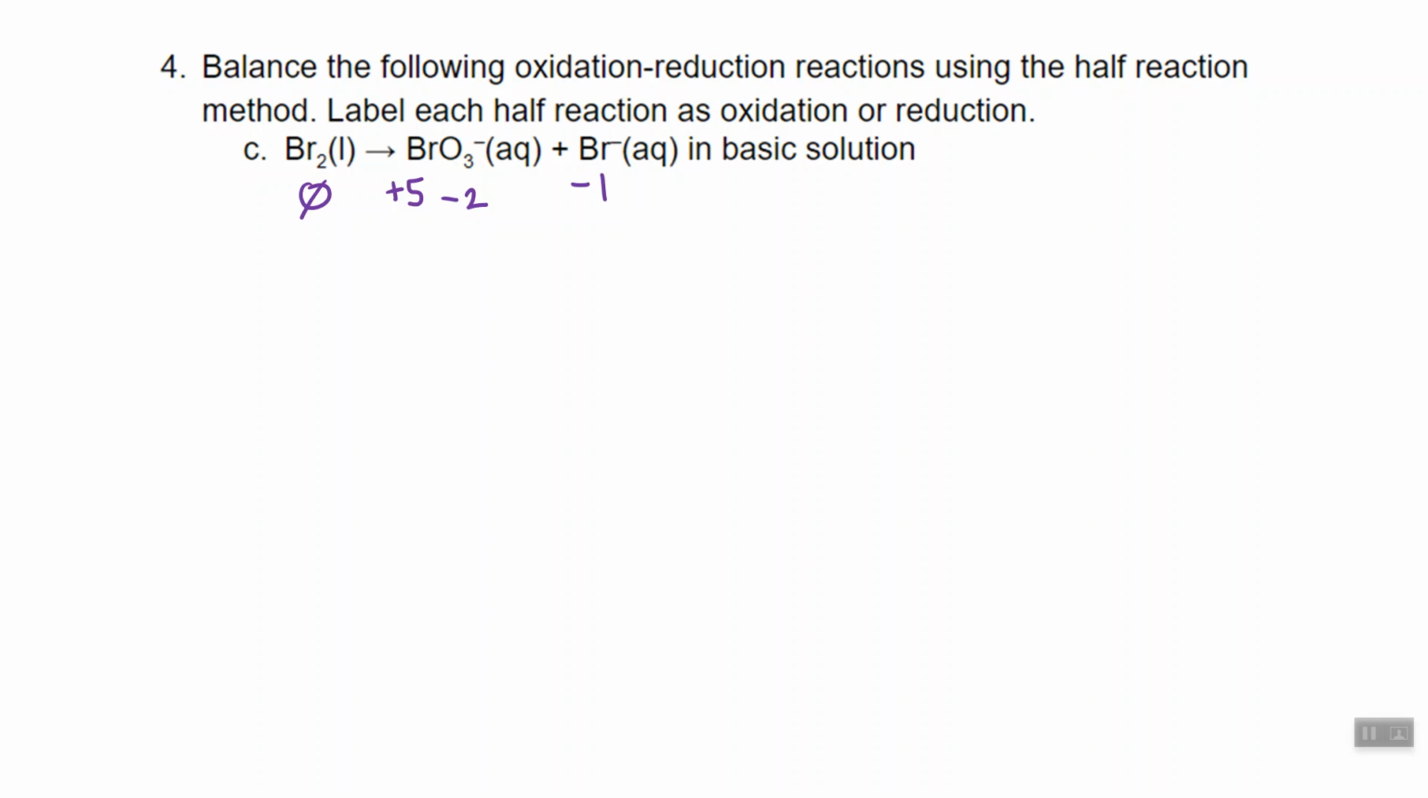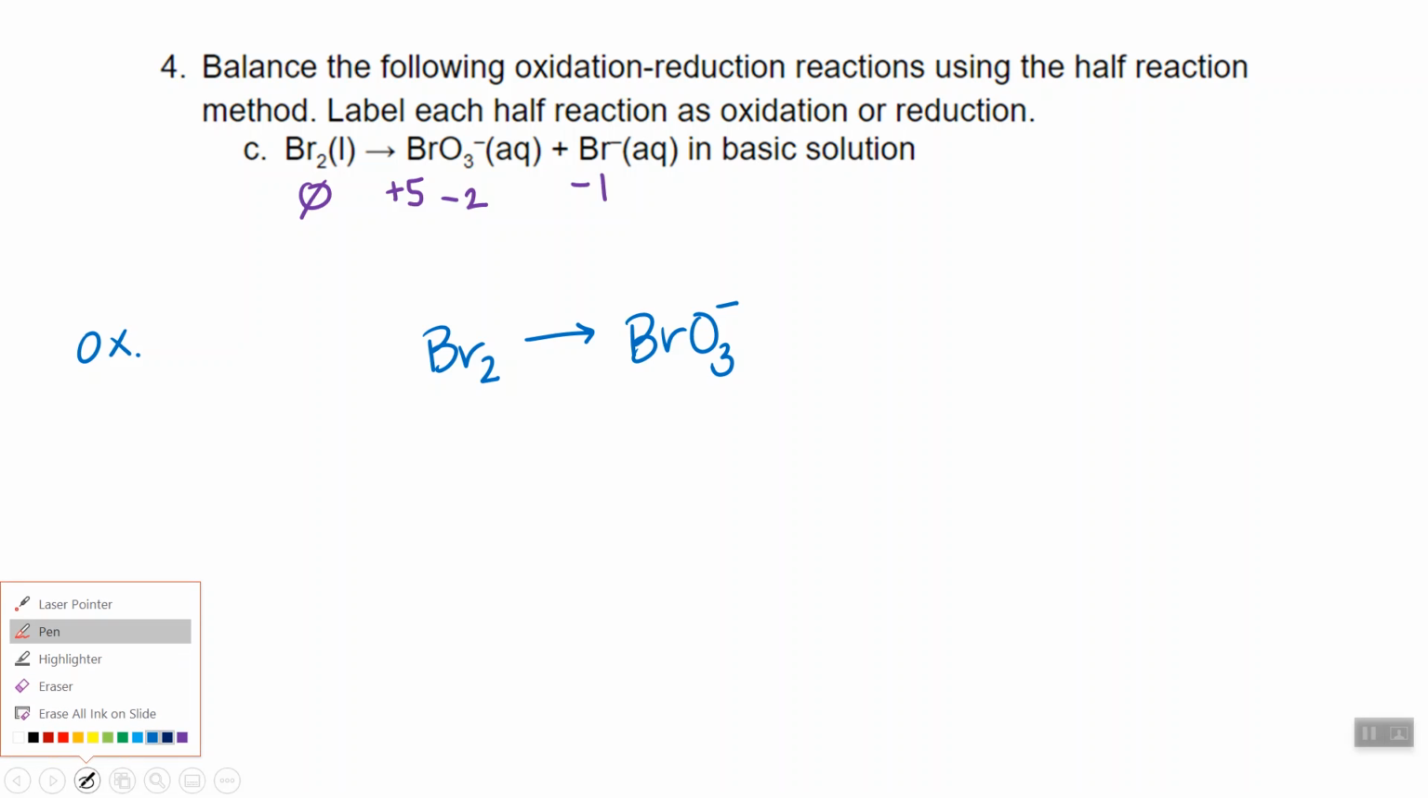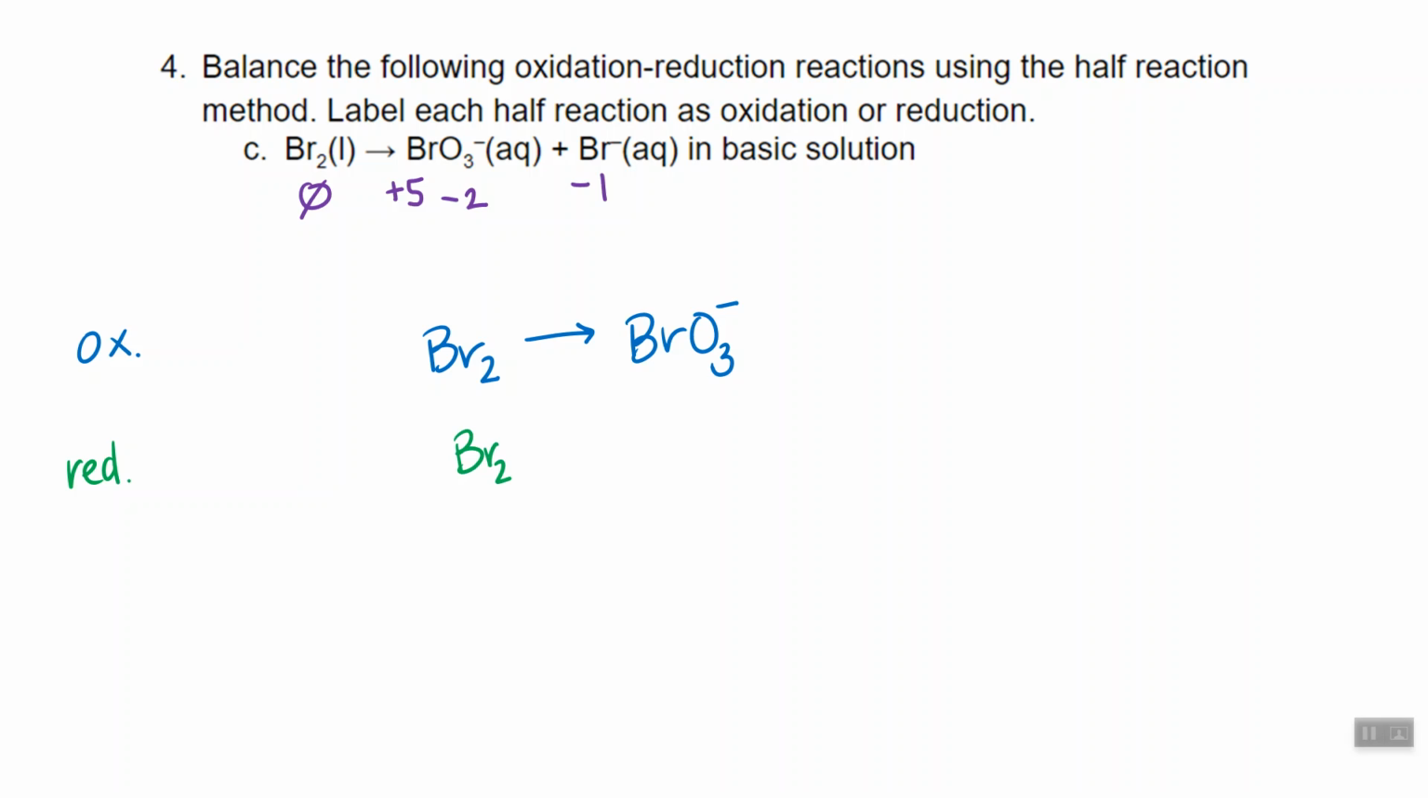So we need to identify our half reactions here. So they're actually both related to bromine. So Br2 becoming BrO3-. So that is going to be my oxidation. We're going from 0 to +5. We also have our reduction going on here. So my reduction reaction is going to be Br2 into Br-.